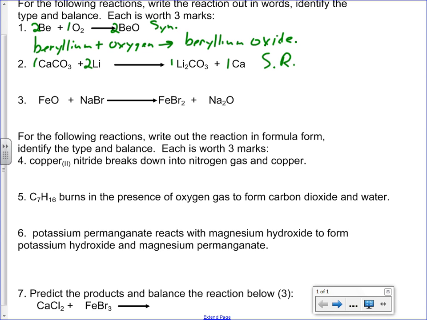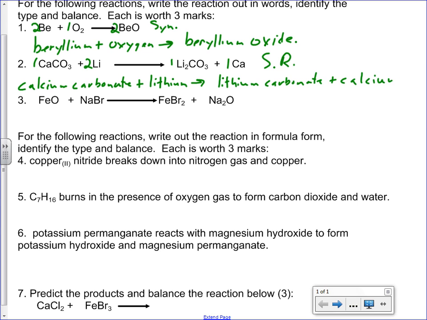Okay, whichever they did. And then written out in words, this stuff is calcium carbonate, okay, plus lithium gives lithium carbonate plus calcium. 1 mark for that.